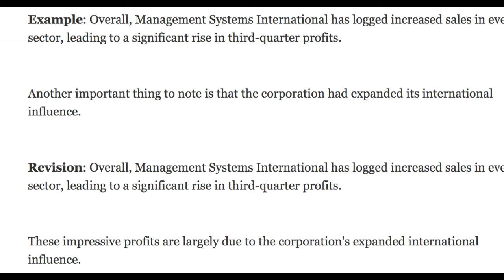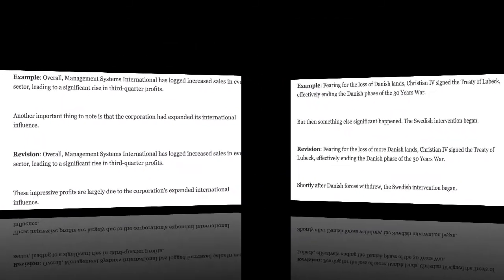Then the revision is: overall, Management Systems International has logged increased sales in every sector, leading to a significant rise in third quarter profits. These impressive profits are largely due to the corporation's expanded international influence. What they did there is they acknowledged the previous paragraph with these impressive profits, and then they moved on to segue into the next topic, which is expanded international influence. They did that through that pointer word right there, these. So that's a good transition.